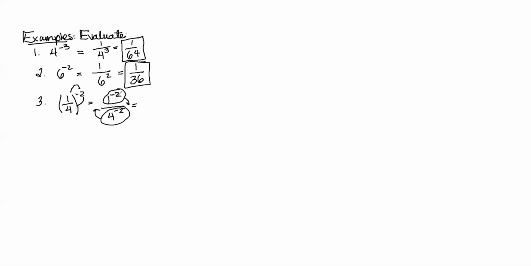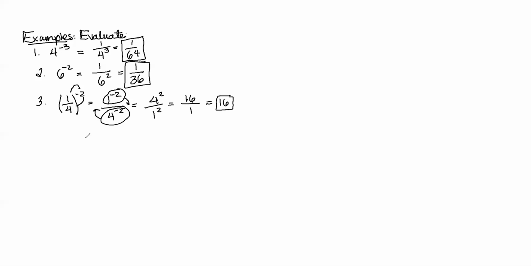So now the only one on top is going to be 4 to the positive second. The one on the bottom is going to be 1 to the positive second. Once all of your negative exponents are gone, we can go ahead and start simplifying. So 4 squared is 16. 1 squared is 1. 16 divided by 1 is 16.